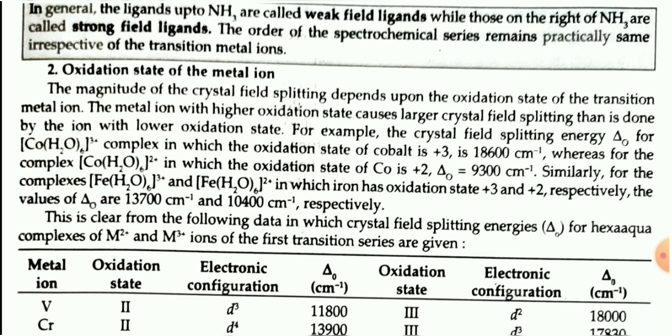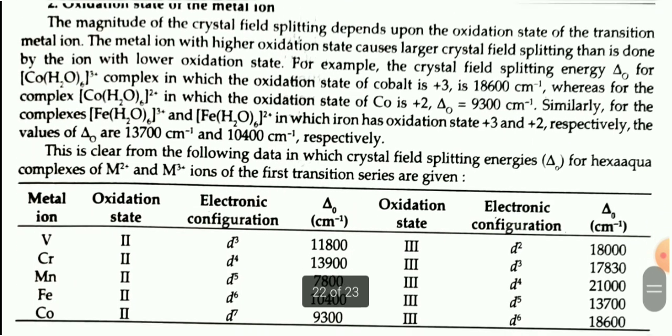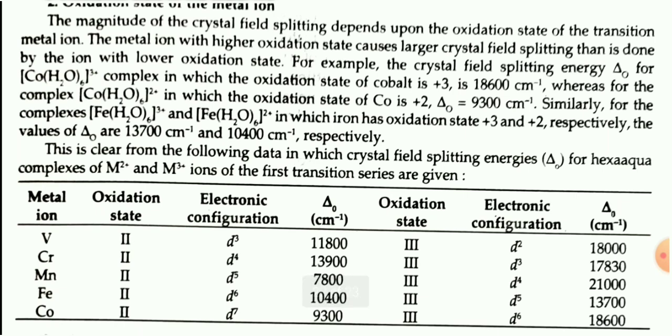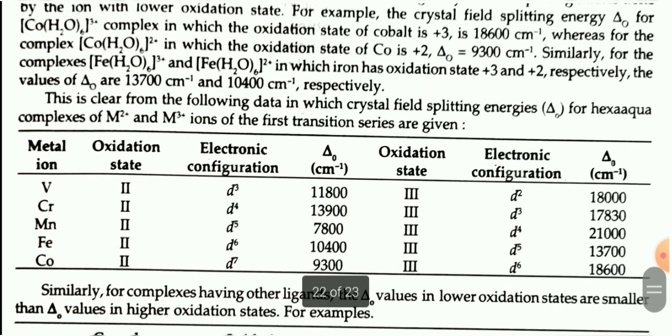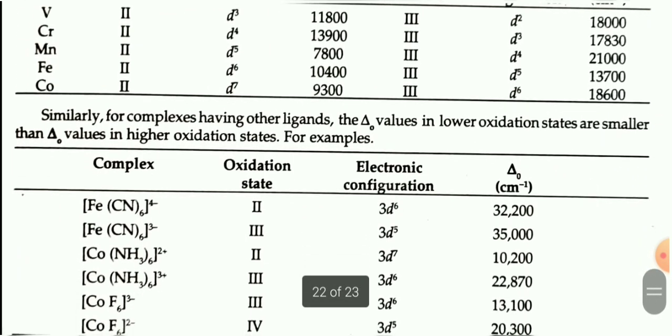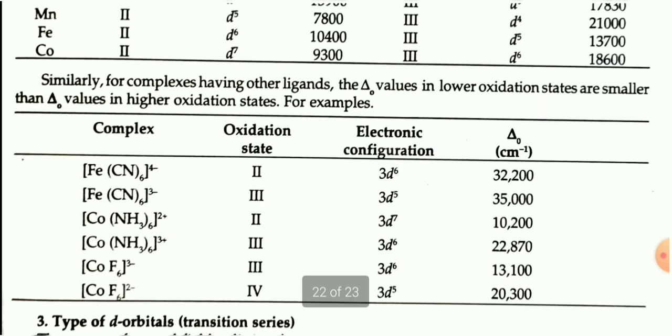the oxidation state of Co is plus 2, Δ naught is 9,300 per centimeter. Similarly, for the complexes [Fe(H2O)6]3+ and [Fe(H2O)6]2+, in which iron has oxidation state plus 3 and plus 2 respectively, the values of Δ naught are 13,700 per centimeter and 10,400 per centimeter respectively. This is clear from the following data, in which crystal field splitting energies for hexaaqua complexes of M2+ and M3+ ions of the first transition series are given. Similarly, for complexes having other ligands, the Δ naught values in lower oxidation state are smaller than Δ naught values in higher oxidation states.